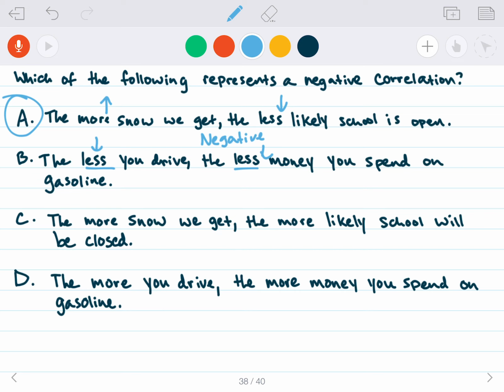Part C, the more snow we get up, the more likely school will be closed. Up, up, that's positive, okay? Correlation. So that's not going to be it either. And finally, part D, the more you drive, the more money you spend. Again, up, up. We want an up, down to represent a negative correlation. So choice A is going to be the correct answer there. And let's look at one more.